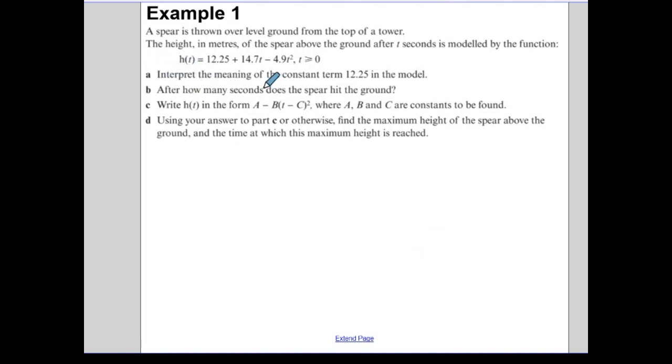This is a common question. Interpret the meaning of one of the values within the function, usually the constant term. In this case, what does this 12.25 represent? Well, this is the y-intercept. If t is 0, these things disappear. So this is the value of h when t is 0, i.e. the value of h right at the start. So it is the initial height of the sphere above the ground. In other words, it's the height of the tower.